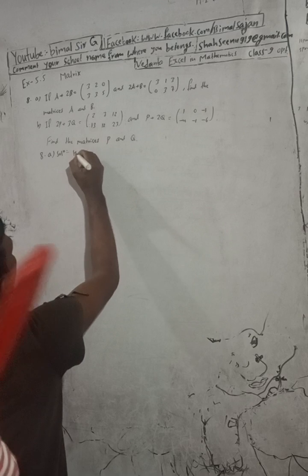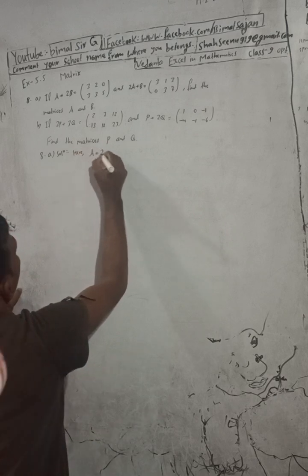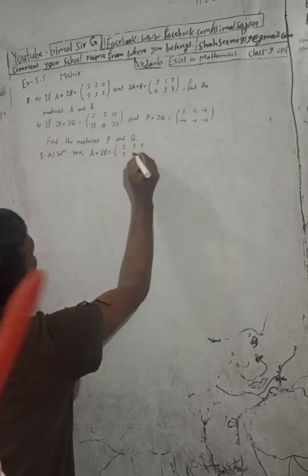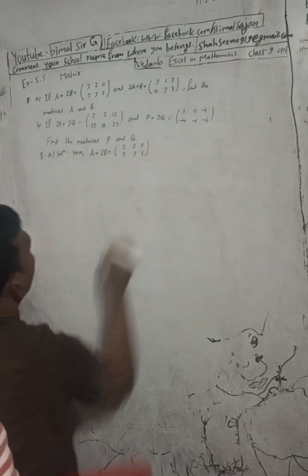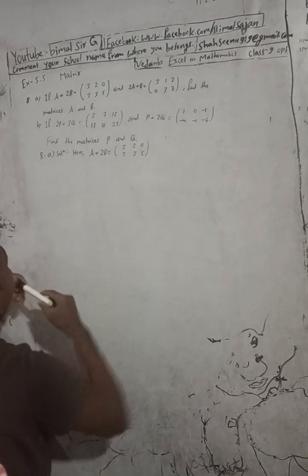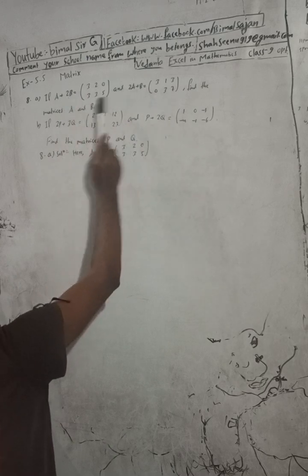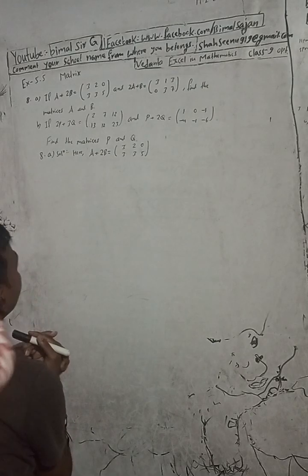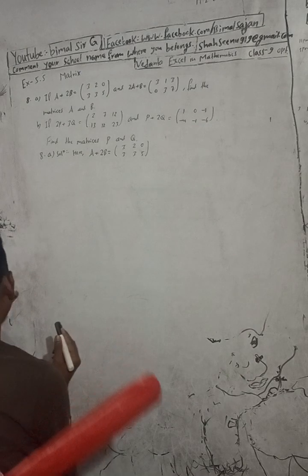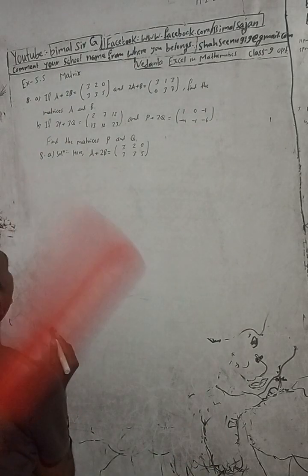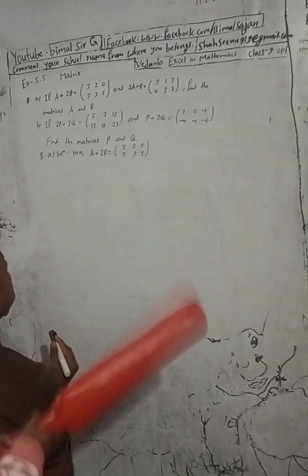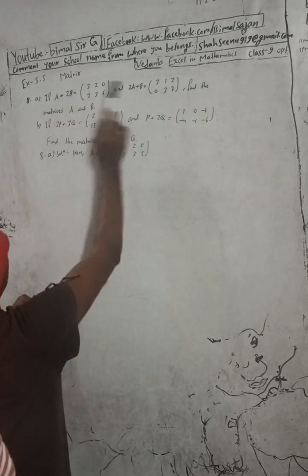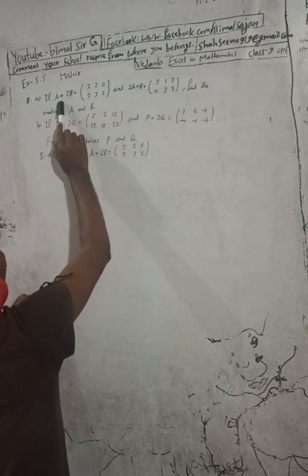Here, it means given part. A plus 2B is equal to [3 2 0; 3 3 5]. To solve these two matrix equations, we have to make the coefficients the same. So we'll make this coefficient the same to cancel. To cancel 2A, we have to make the coefficient the same, so we will multiply this matrix with 2.